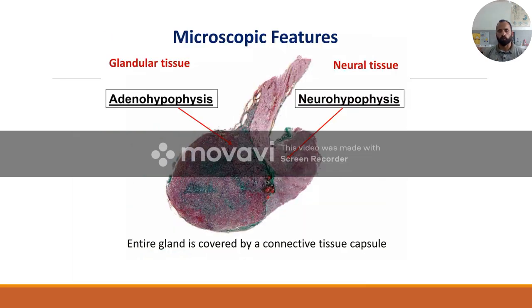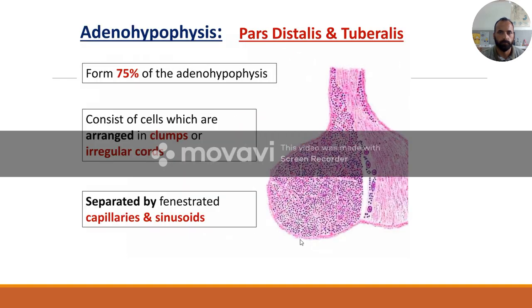When you stain the tissue with H&E, you can get a structure like this under low magnification. You can see the adenohypophysis and the neurohypophysis, and the entire gland is covered by connective tissue, and this connective tissue covering you call a capsule. Of the adenohypophysis, we will see the pars distalis and the pars tuberalis first. The parenchyma of the adenohypophysis is 75% made up of pars distalis and tuberalis basically.